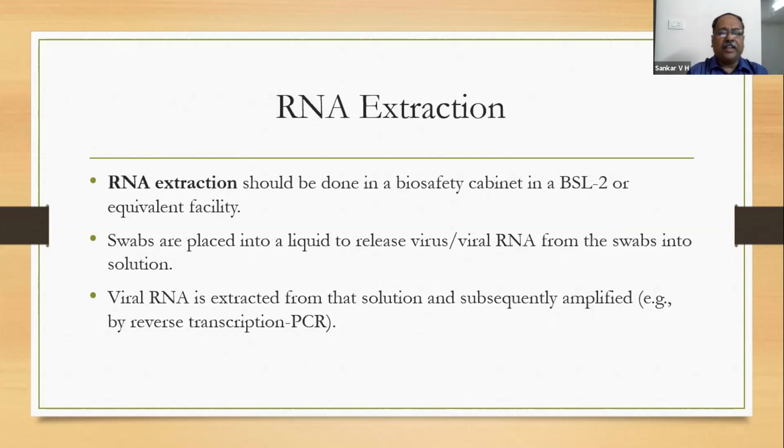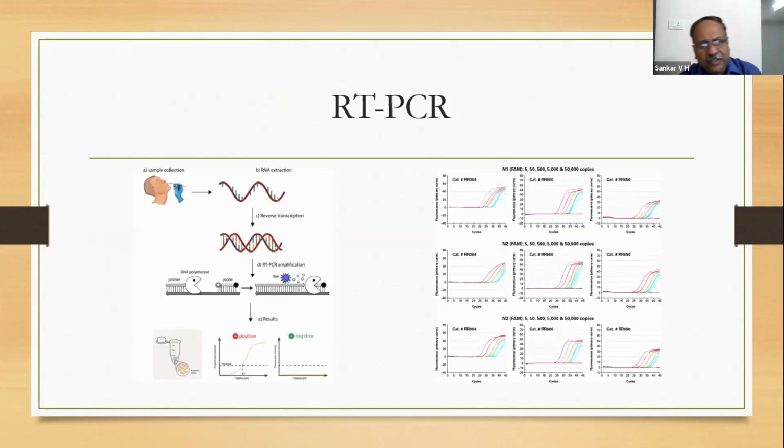And viral RNA is extracted from that solution, and subsequently it is amplified by the PCR technique. So what is PCR? I think most people know PCR is the polymerase chain reaction, where the gene of interest will be amplified. Please note, gene of interest. It can be a human DNA gene where genetic diseases will be diagnosed. Here we are actually interested in the viral gene.